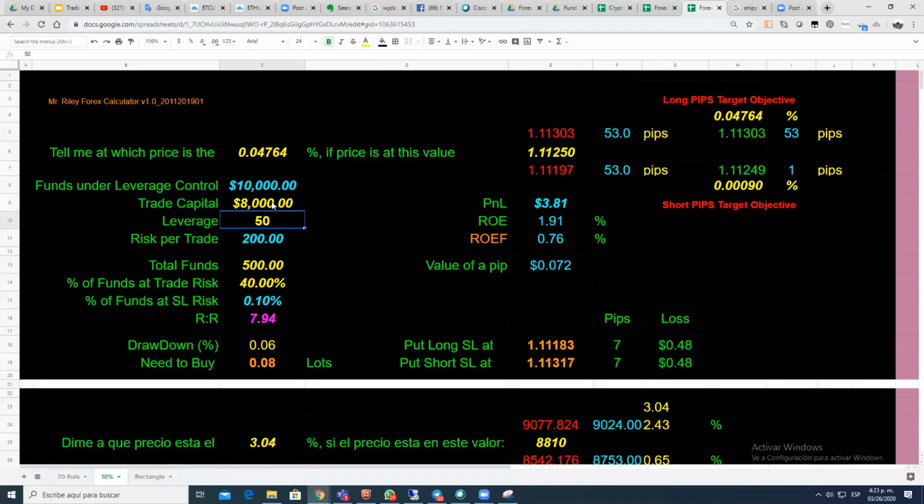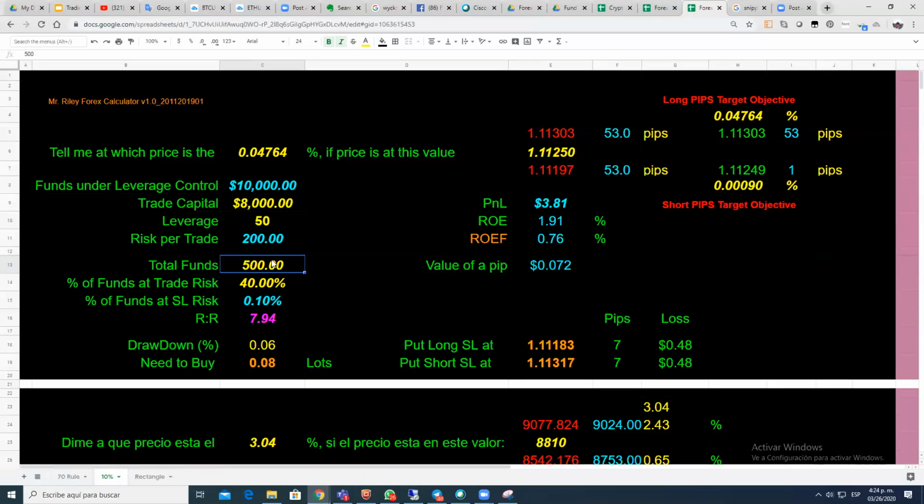That is going to depend on your account, how much money you have, how much money you are willing to put at risk, and how much money you are willing to make per trade. Now, I found $3 a good profit amount for my $500 funds. But now let's see what is at risk.